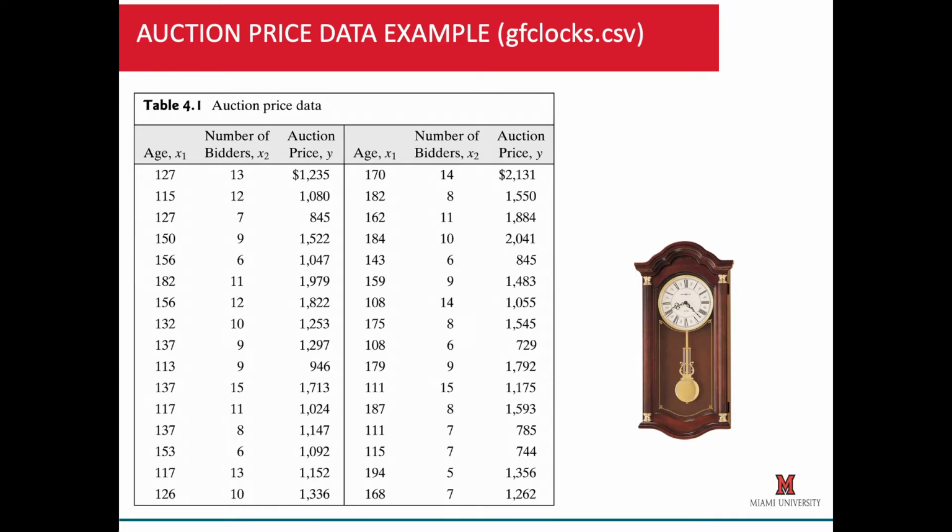So in this particular example, this is auction price data, and the idea here is that you're trying to predict the price of a grandfather clock, and those are again old clocks. And this is basically auction data. So one of the predictors is the age. As you can see, this is the number of years of age of the particular clock, and the number of bidders as a predictor as well. So two predictors, and you're predicting the price of the clock. This particular data set is in Canvas as gfclocks.csv.